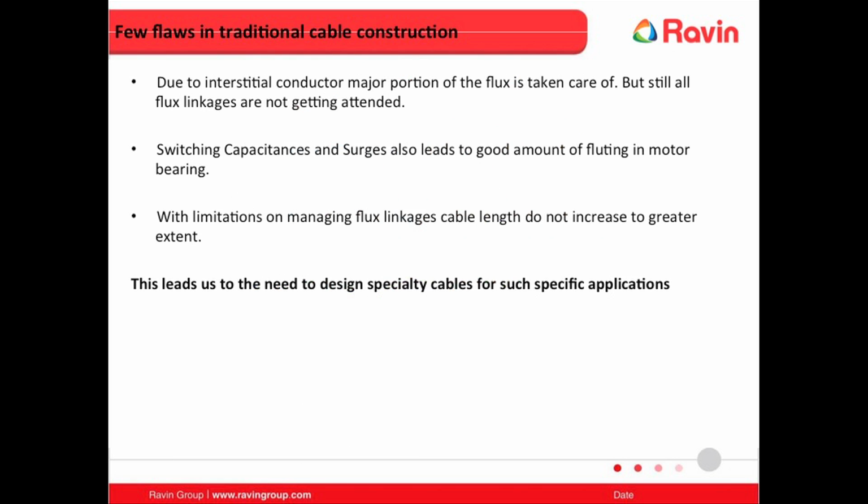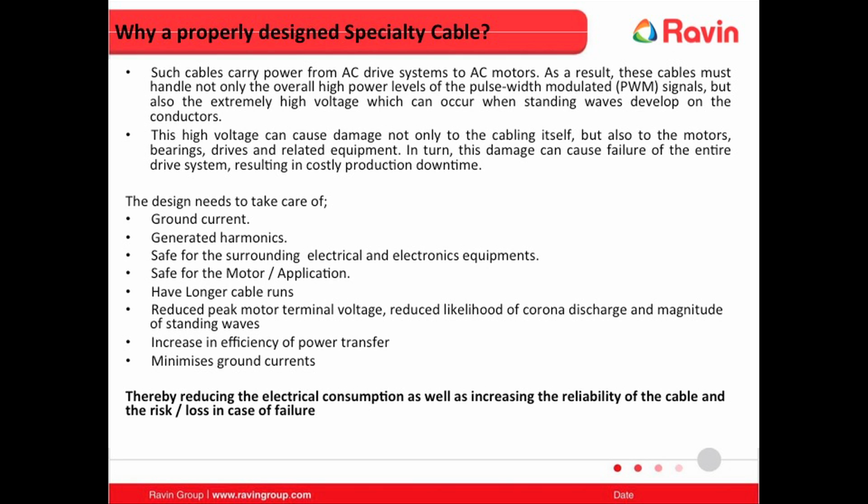In an effort to make the sum of induced voltages zero, we use our expertise and have formulated special designs. A properly designed cable helps in many ways, limiting risk of failure and saving on power consumption. One advantage of the Ravin Specialty cable is that it minimizes ground currents in the system. Ground currents have been shown to cause bearing fluting, which may cause premature motor failure.